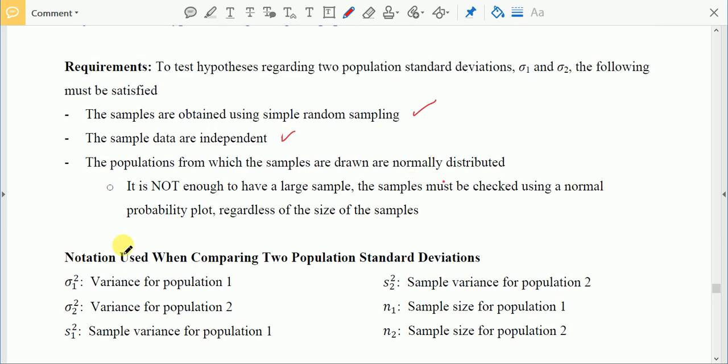Now, the notation we use for comparing two population standard deviations. Sigma 1 squared is the variance for population 1. We already knew that, right? Sigma 2 squared is the variance for population 2. S1 squared is the sample variance for population 1. S2 squared is the sample variance for population 2. n1 is the sample size, and n2 is also the sample size for population 2.